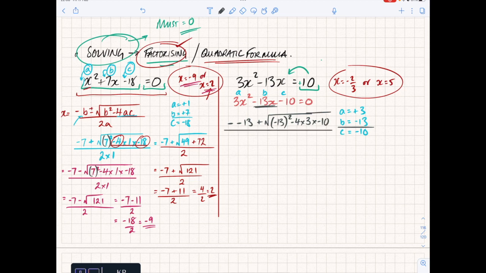So then it's minus 4 times a, and a now is 3, times c, which is minus 10, all divided by 2 times a. 2 times a this time is 2 times 3. So let's look at what we actually end up having there. Now this becomes positive 13. So I actually have plus 13 here.